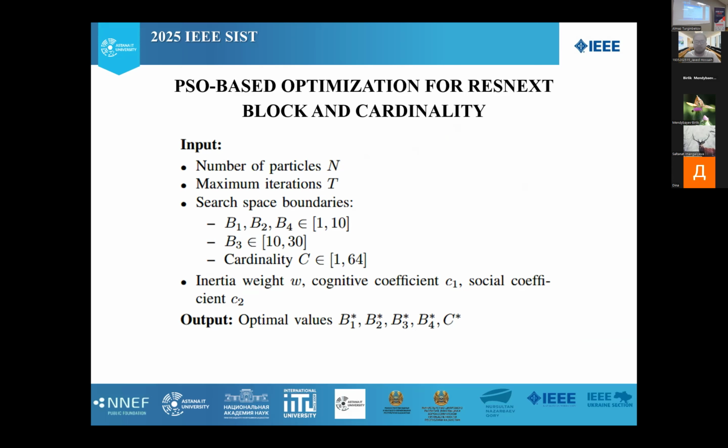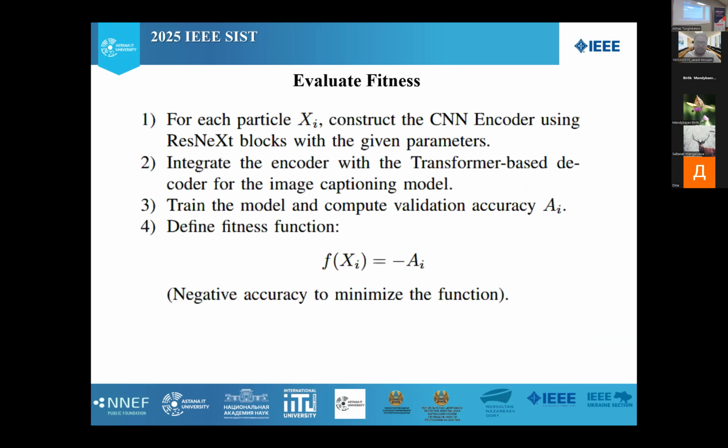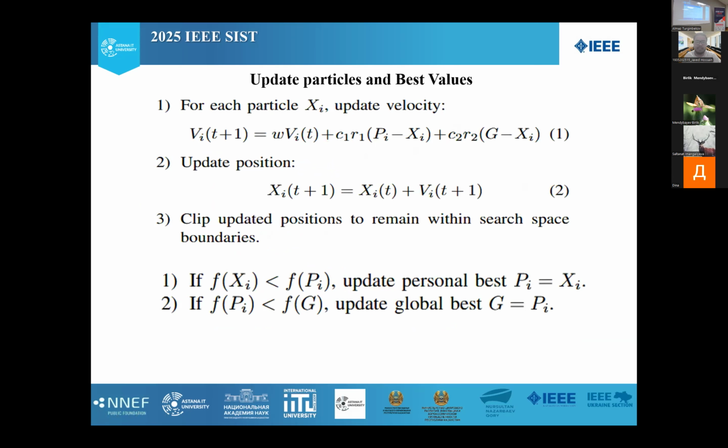So finally, the output is the optimal value of B1, B2, B3, B4, and C. B1 means the first ResNext layer, that is, how many ResNext blocks are contained in our ResNext layer. This is determined by the PSO layer. And C is basically the cardinality. And this is our evaluation fitness value. And this is updating the particle and weight values.